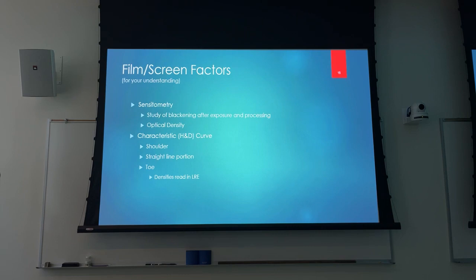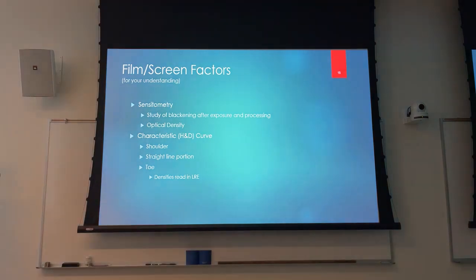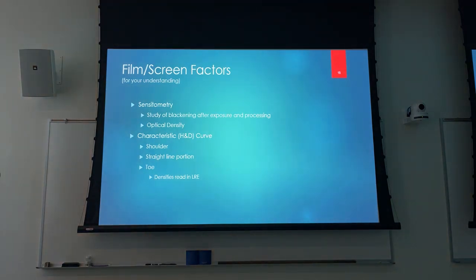So we took a look at the H&D curve, and the portions of the H&D curve that we were interested in were really the straight line portion. We had to know about the shoulder, which is the extreme dark portions of the H&D curve. The toe portion, the shoulder and toe portions are really outside of our diagnostic range. So they're good to identify, but in as much as how they relate to image quality, that would be in your extremes of exposure.